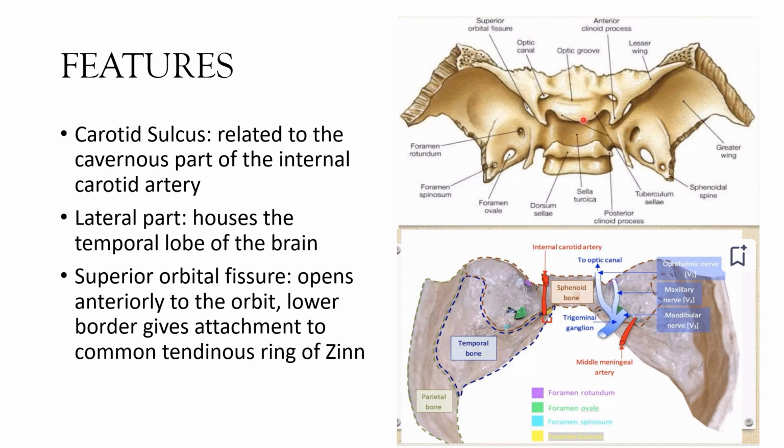Now the lower border of the fissure shows a projection. It's not very clear here, but the lower border of the fissure shows a projection which gives attachment to the common tendinous ring of Zinn. Now this musculotendinous ring gives origin to a few of the extraocular muscles. Now the ring divides the superior orbital fissure into 3 parts.